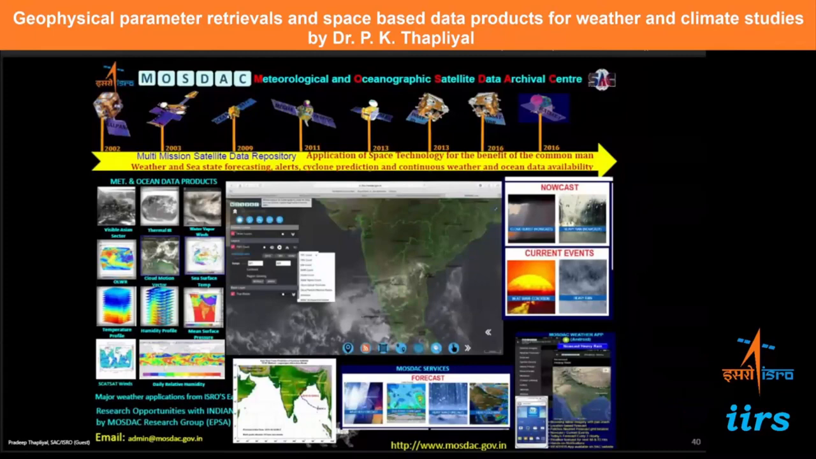All these data products you can get freely, you can download from MOSDAC, that is the Meteorology and Oceanographic Satellite Data Archival Center. This is the data portal of our SAC ISRO, and you can register and get any amount of data freely available from this web portal.